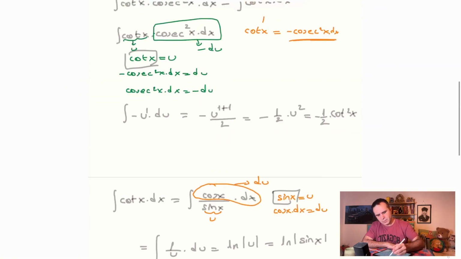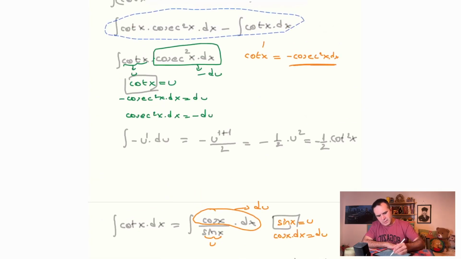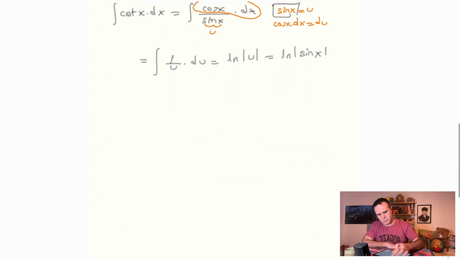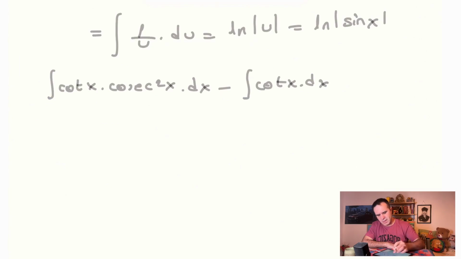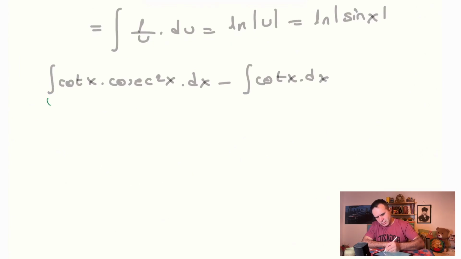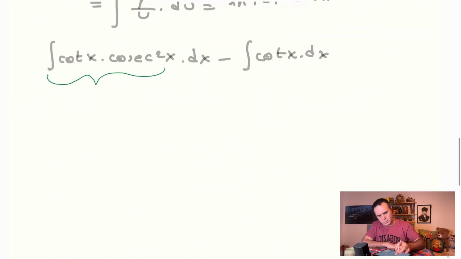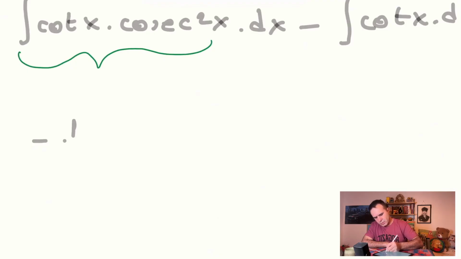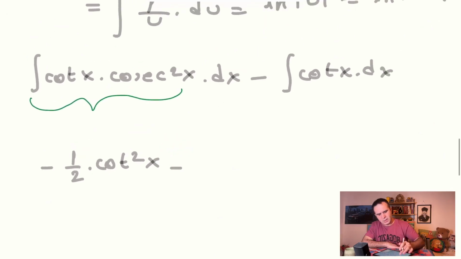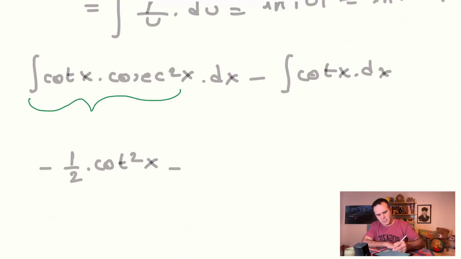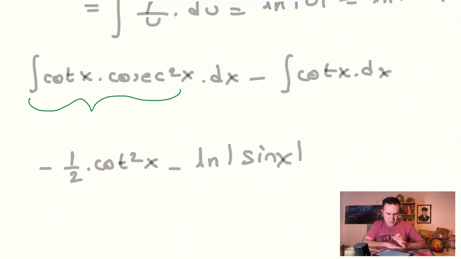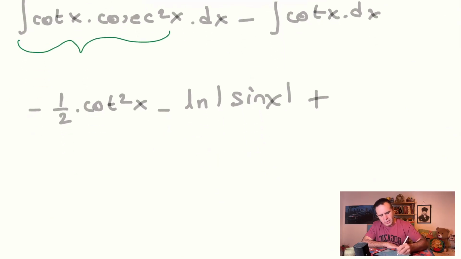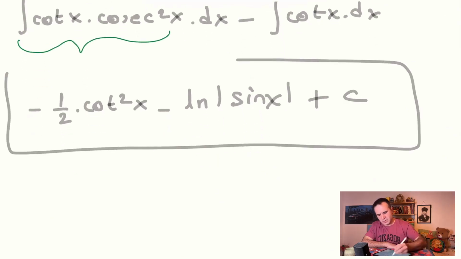Now our integral was this, and this integral was equal to what? Minus 1 over 2 cotangent square of x, and minus this integral, which was equal to ln absolute value of sine x. And since the integral here was an indefinite integral, we will add the constant c, and the answer is this.